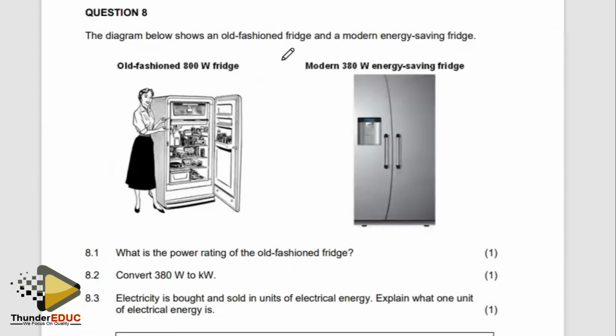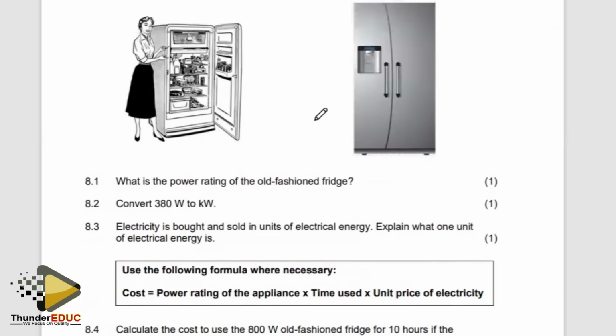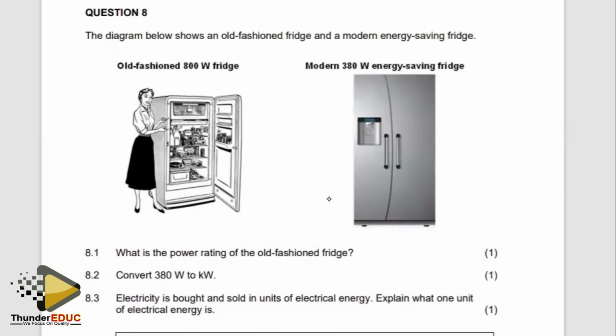The diagram below shows an old-fashioned fridge and a modern energy-saving fridge. Old-fashioned is an 800 watts fridge, modern is a 300 watts energy-saving fridge. What power rating is the old-fashioned fridge? You can just check the old-fashioned fridge. It's going to give us 800, right? So it's 800 watts. Don't forget the units.